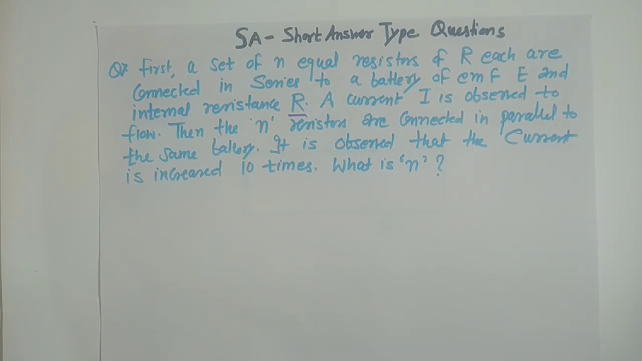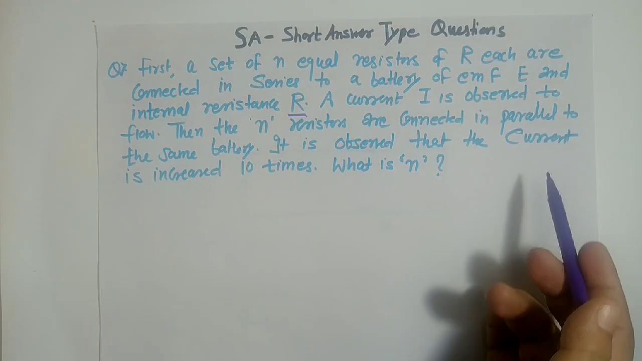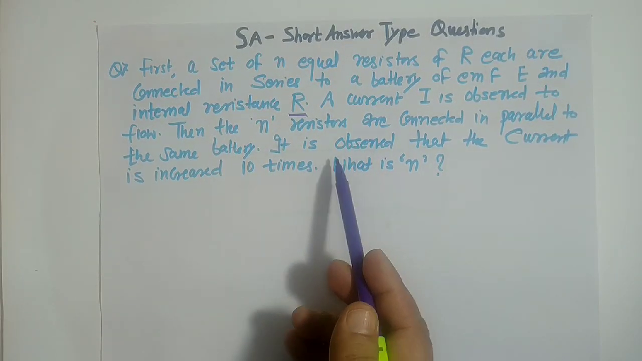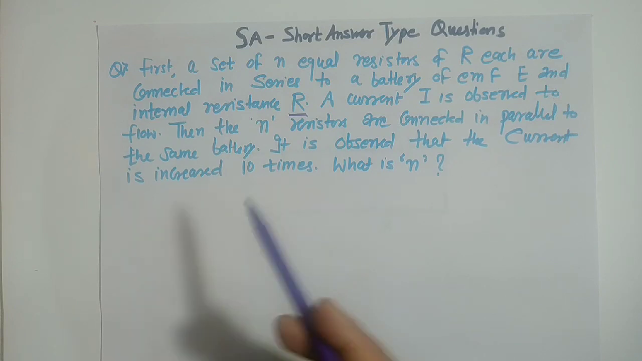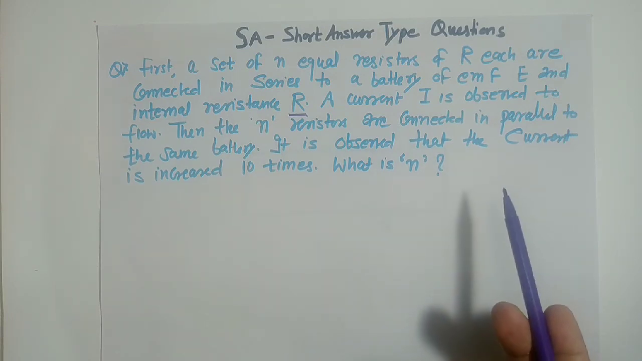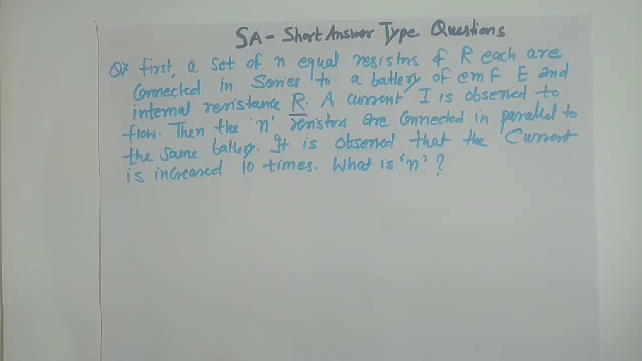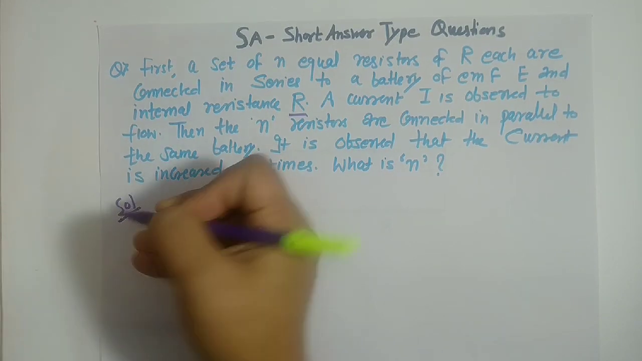Then the n resistors are connected in parallel. First they are in series, then they are in parallel. Then it is observed that the current is increased to 10 times once they are connected in parallel. So we have to find out the value of n. Okay, good. So how are we going to find it?